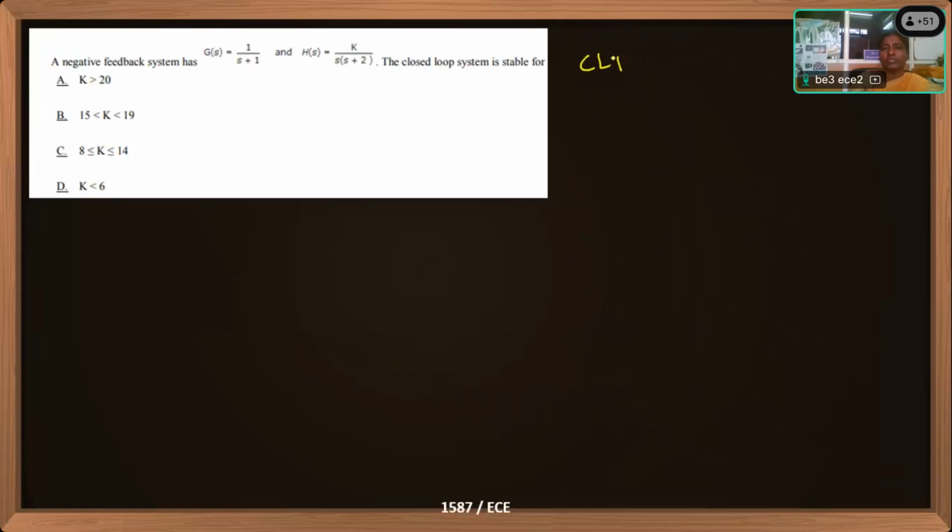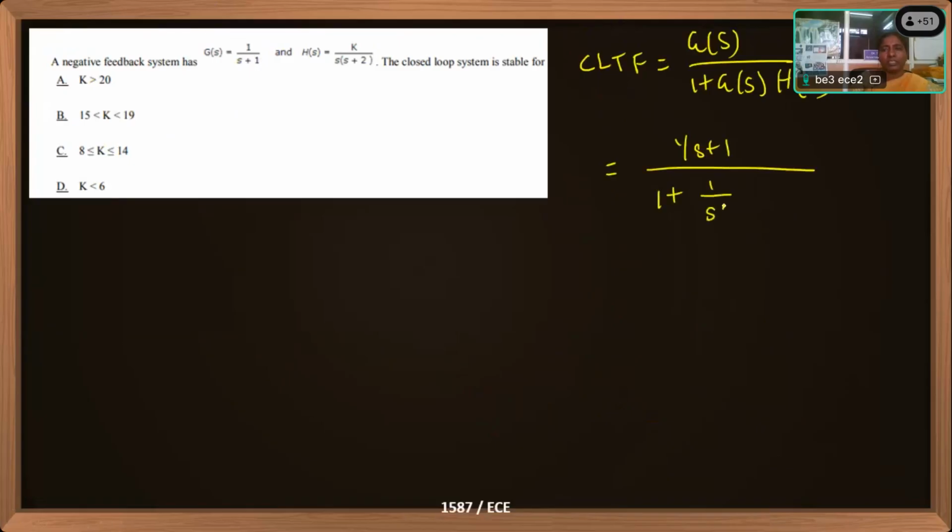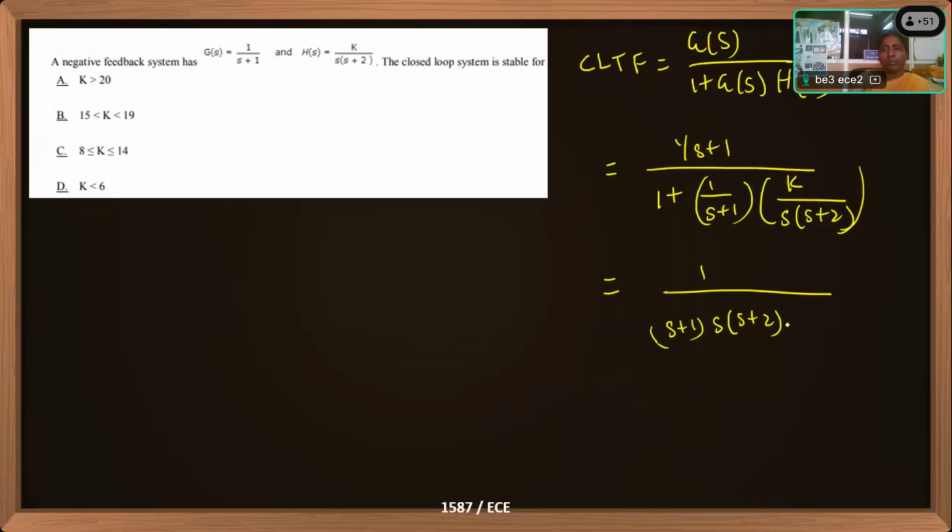What is the closed loop transfer function? G of S divided by 1 plus G of S H of S. Now, if you simplify this, 1 by s plus 1 divided by 1 plus 1 by s plus 1 into k by s into s plus 2. On simplification, this becomes 1 by s plus 1 into s plus 2 plus k.